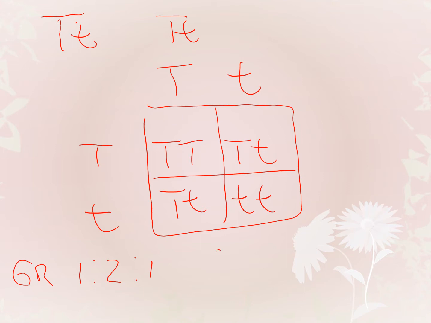Now that's different from the phenotypic ratio. Remember, phenotype is what the plant actually looks like. And so in this case, red flowers versus white flowers. And since red is dominant, my PR is 3 to 1. I have 3 chances of having a plant with red flowers, because 3 of these boxes have a big T in them. And I have 1 chance of having a plant with white flowers. So in complete dominance, the dominant one always wins.